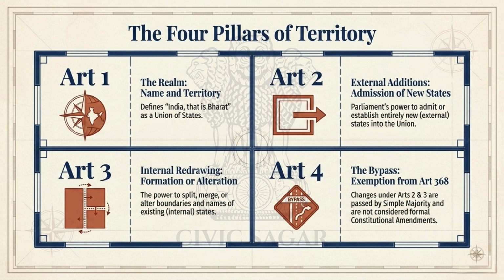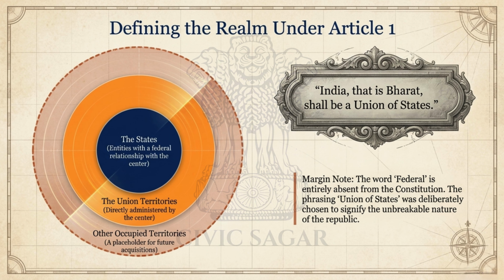Article 3 provides the power for internal redrawing, allowing Parliament to split, merge, or alter the boundaries and names of existing states. Article 4 functions as a bypass to Article 368. It stipulates that changes made under Articles 2 and 3 can be passed by a simple majority and are not considered formal constitutional amendments.